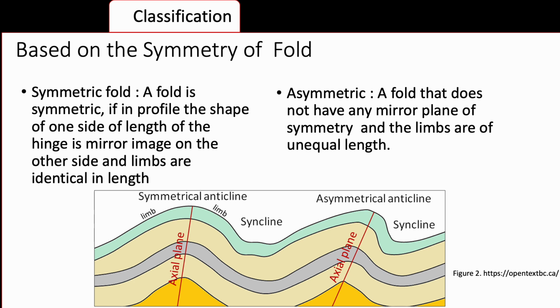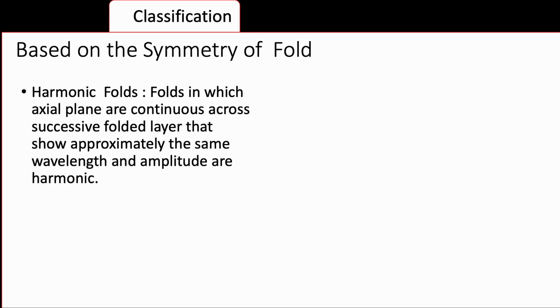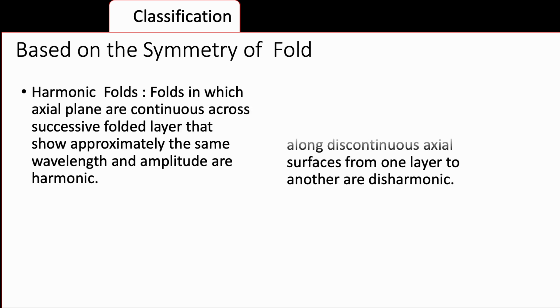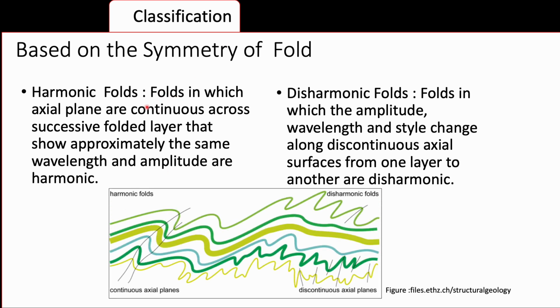Next, if we have multi-layer folds, then we have to classify the fold on the basis of symmetry into harmonic folds and disharmonic folds. The harmonic folds, in which the axial planes are continuous across the successive fold layers that show approximately the same wavelength and amplitudes, are known as harmonic folds, as shown in the figure.